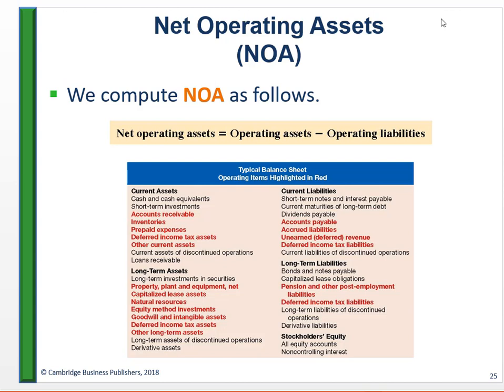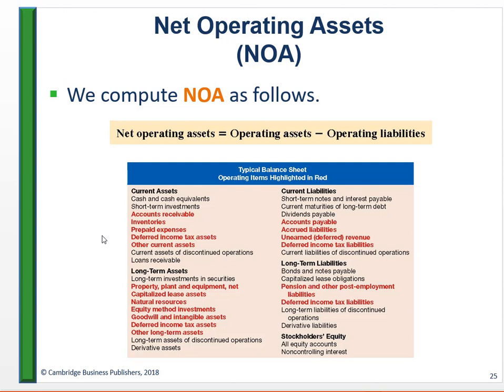So here's your cheat sheet. On slide 25, this is another one to star. You have current assets, current liabilities, long-term assets, long-term liabilities, and the operating assets are highlighted in red. So accounts receivable, inventories, prepaid expenses, deferred income taxes. These are not inclusive of all asset classes that you're going to see on every balance sheet.